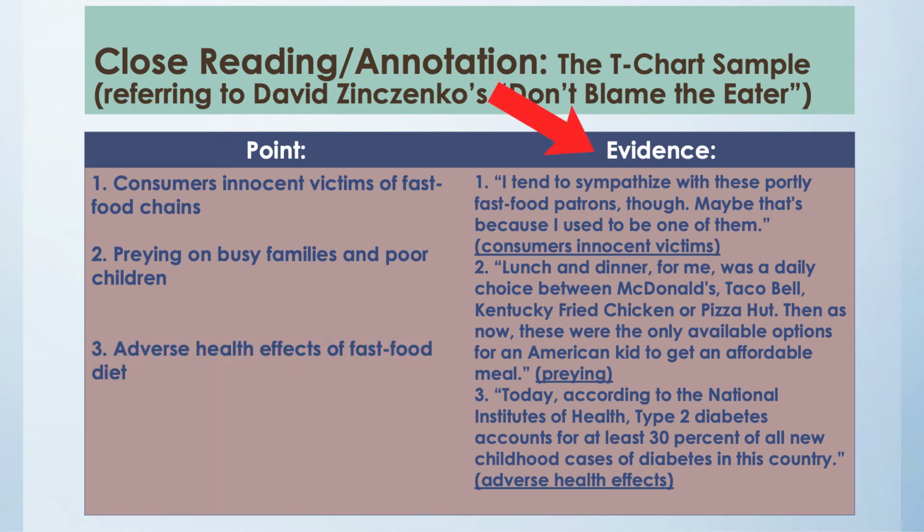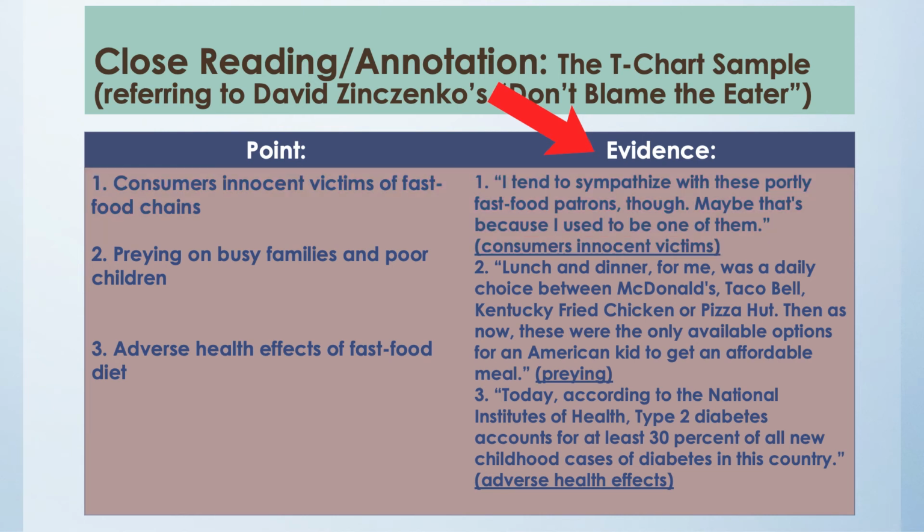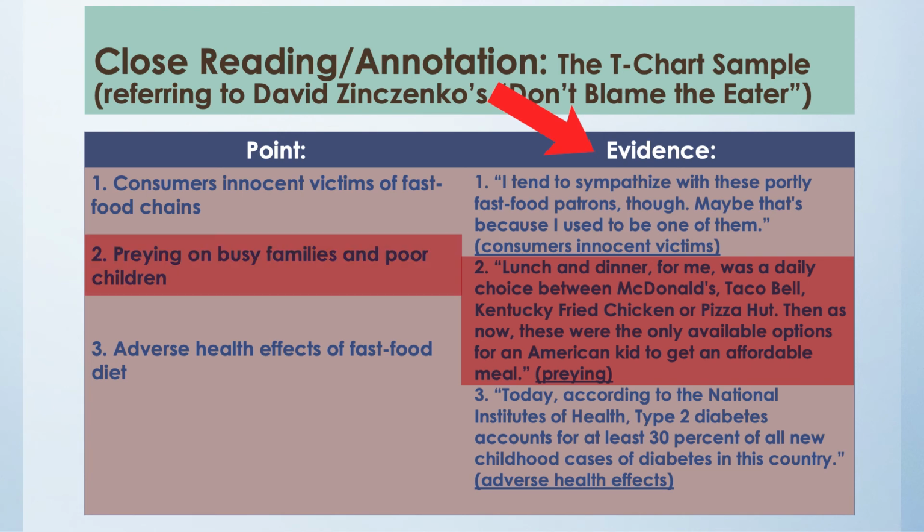And under evidence, we have number 1. Quote, "I tend to sympathize with these portly fast food patrons, though. Maybe that's because I used to be one of them," end quote. Referring to point number 1, consumers innocent victims. Number 2, quote, "Lunch and dinner, for me, was a daily choice between McDonald's, Taco Bell, Kentucky Fried Chicken, or Pizza Hut. Then, as now, these were the only available options for the American kid to get an affordable meal," end quote. Referring to point number 2, preying on busy families.